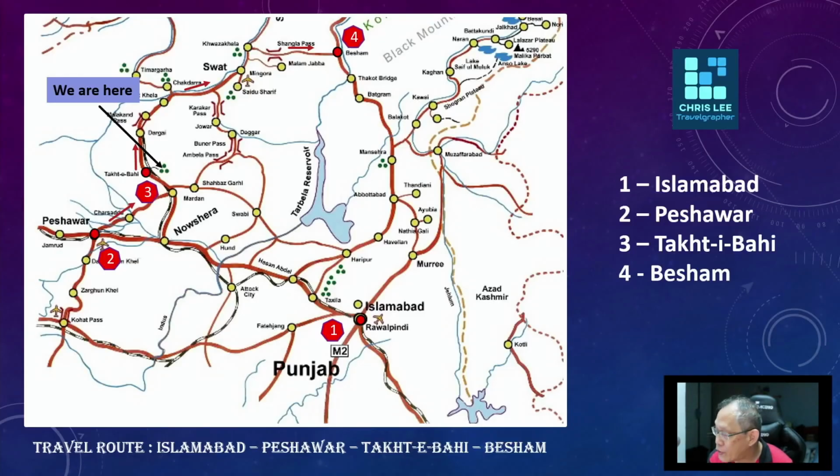So our journey to this place is after we leave Peshawar at point 2 and we are moving to point 3. At point 3 there's this town of Mardan, and next to it is where this ancient monastery site is located.